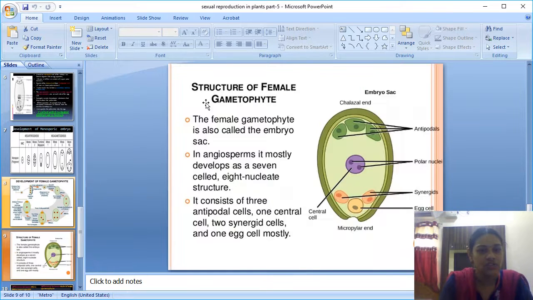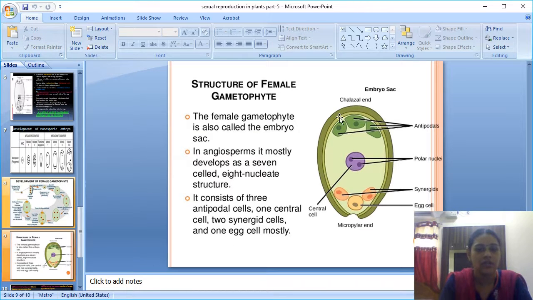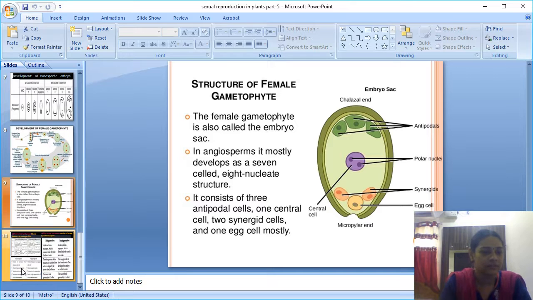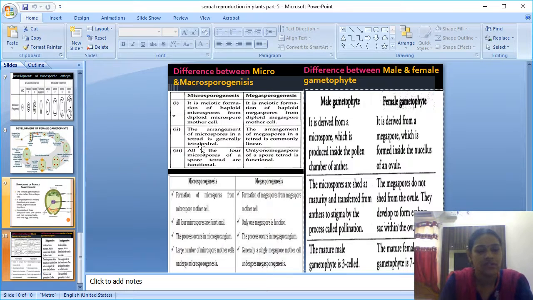Next. So this is nothing but the structure of the female gametophyte. It is also called the embryo sac. In angiosperms, it mostly develops as a 7-celled, 8-nucleated structure. It consists of 3 antipodal cells, 1 central cell, 2 synergid cells, and 1 egg cell mostly. So they have given the micropylar end, chalazal end, antipodal cells, and polar nuclei with 2 nuclei. This is the central cell. Then this is nothing but megasporogenesis.